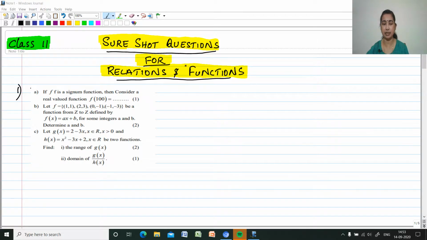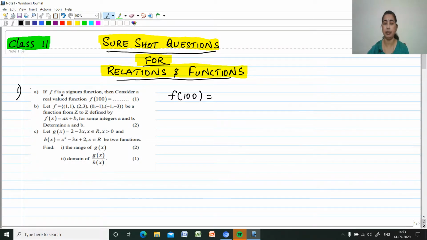Here I am discussing class 11 sure short questions for relations and functions. We are moving on to the first question. First one: if f is a signum function, then consider a real valued function, f of 100 is equal to dash. What will be the value of f of 100?